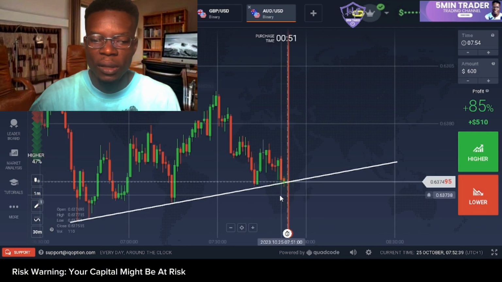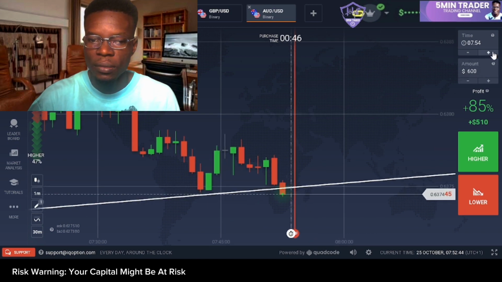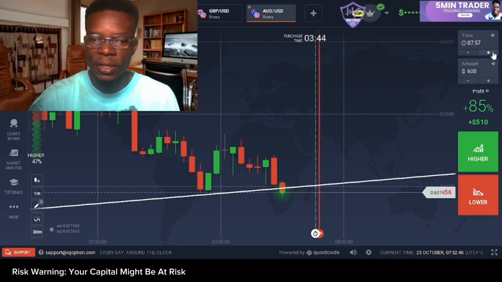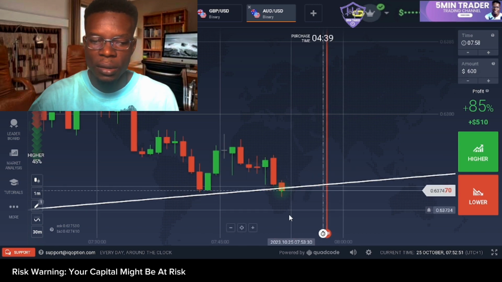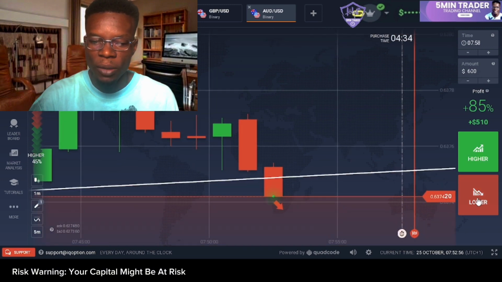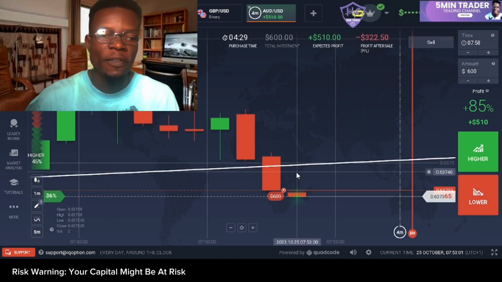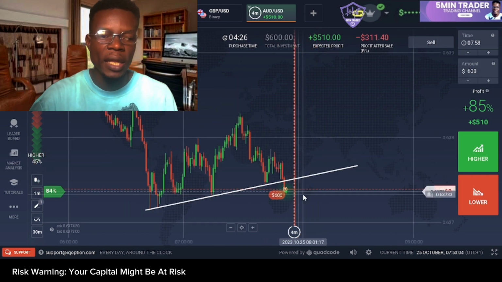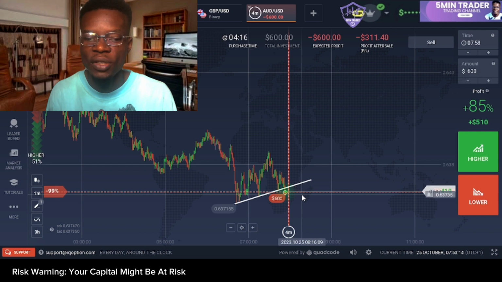So I don't know if this candle will close below. Let's see if this candle closes below. I'll just get ready, and if it does close below, I will be placing my trade. So here we go. I have placed this trade. The candle closed below, and I'm going to wait for this trade to finish, and at the end of this trade, I'm going to explain again the reason why I have placed this trade, so you can learn and also apply the same when you decide to trade.